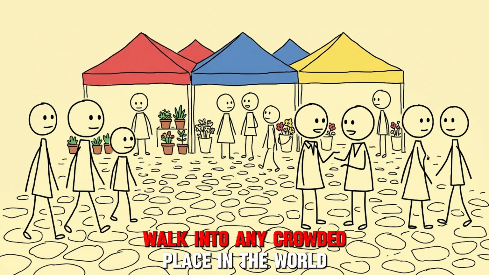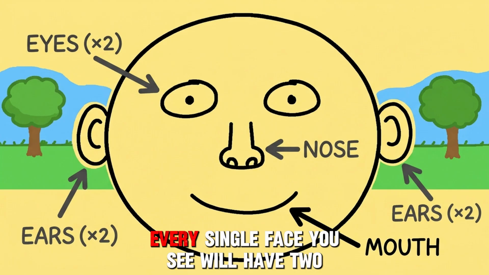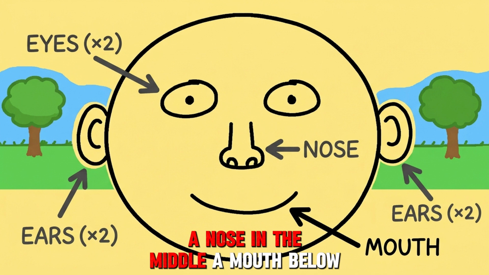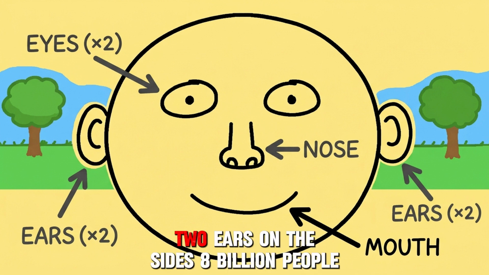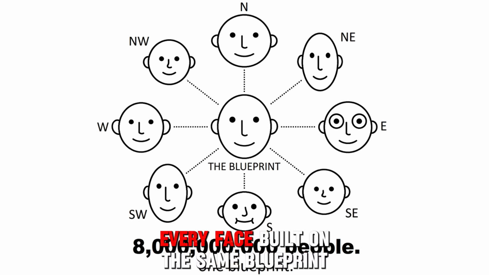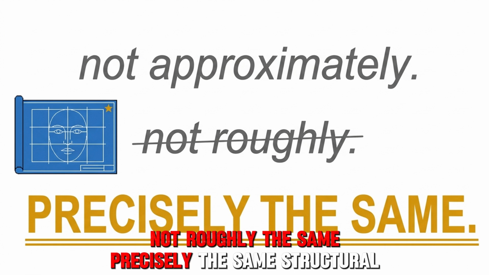Walk into any crowded place in the world: Tokyo, Lagos, Sao Paulo, Istanbul. Every single face you see will have two eyes, a nose in the middle, a mouth below that, two ears on the sides. 8 billion people, every face built on the same blueprint. Not approximately the same, not roughly the same, precisely the same structural plan.